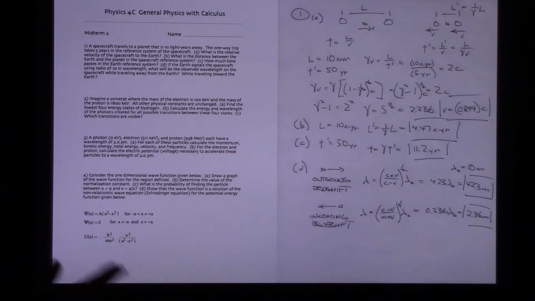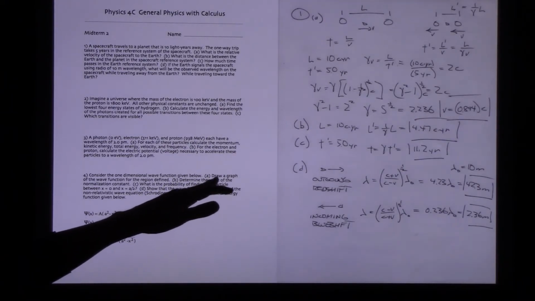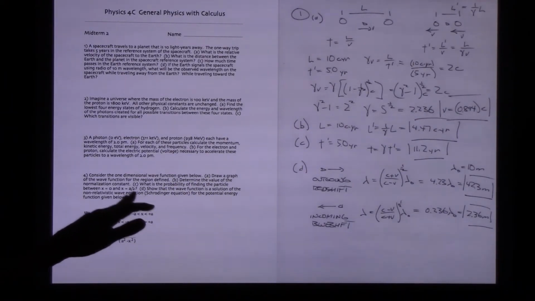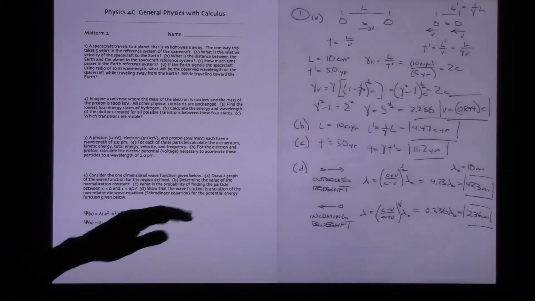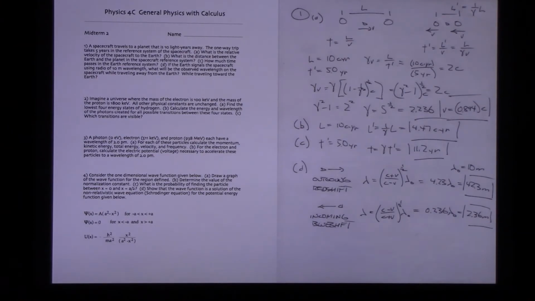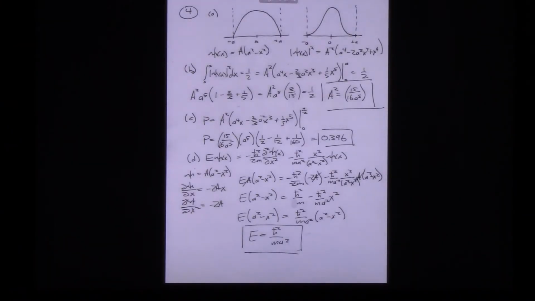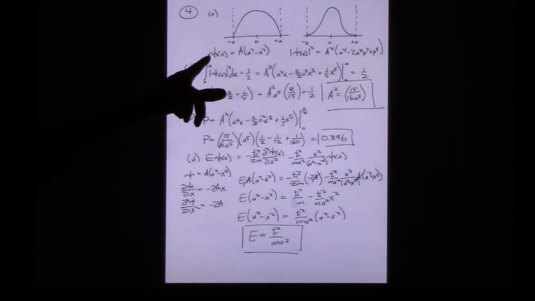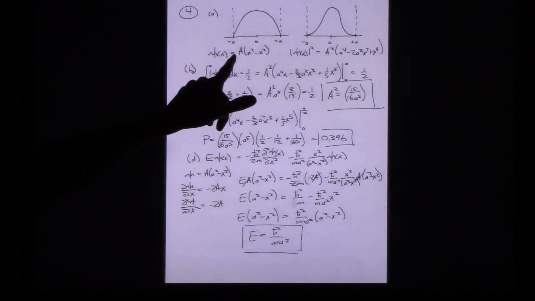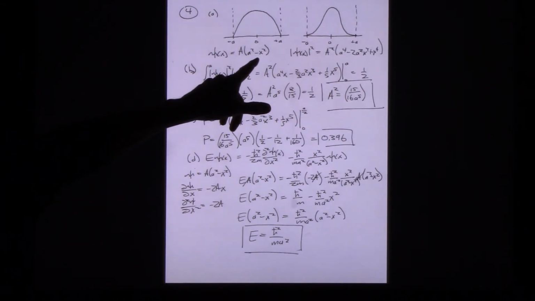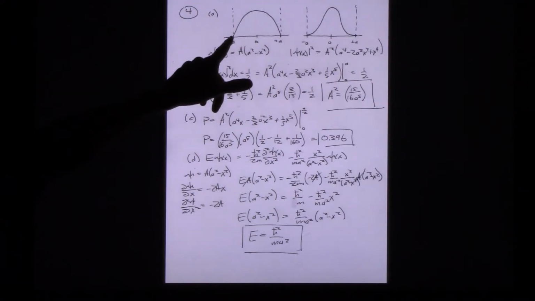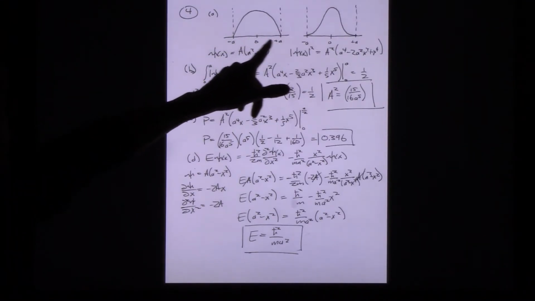So it's asking us the same kind of thing. Draw some graphs of the wave functions, find some normalization constants, do some probability calculations. So let's see what this one looks like. The wave function they gave us is some normalization constant times a squared minus x squared. But notice this time we do have firm boundaries.